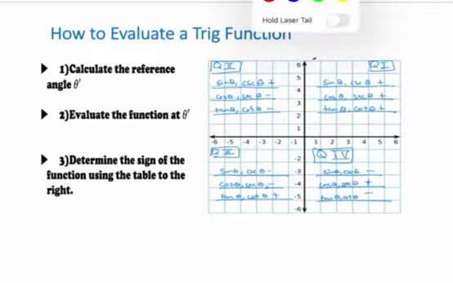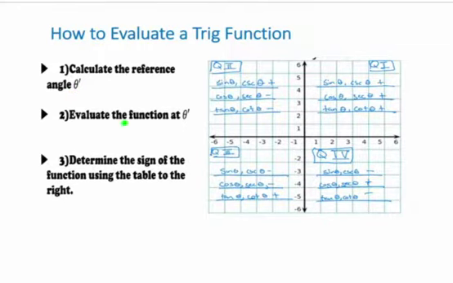In the previous lesson, we learned how to find a reference angle, and now we're going to use that to be able to evaluate a trig function for a variety of angles in all four quadrants. So let's talk about the process for how we're going to evaluate a trig function. The first thing we're going to do is calculate that reference angle.